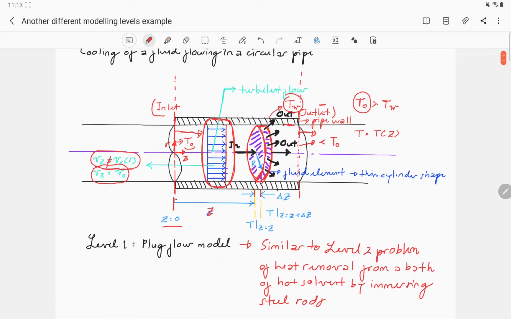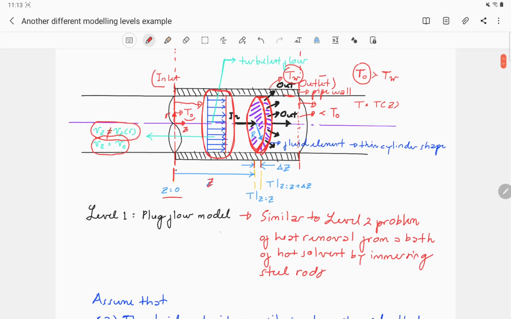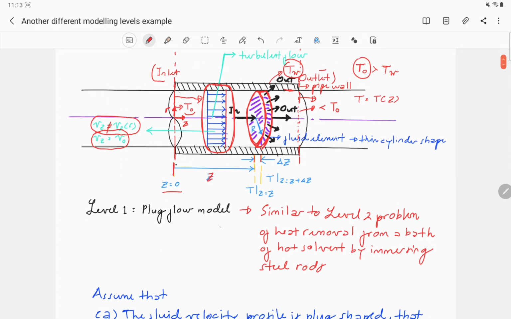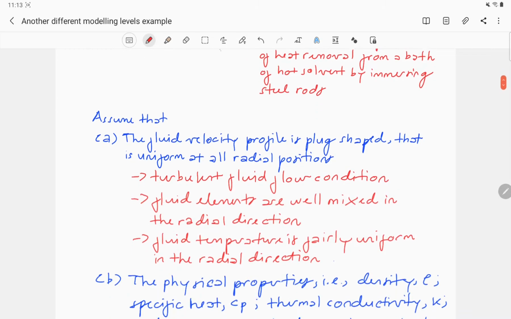Because of that, the fluid element has this thin cylindrical shape, because the fluid shape is related to the velocity shape. At this point you may be a bit confused, but don't worry about it, it will become clear in the next example.